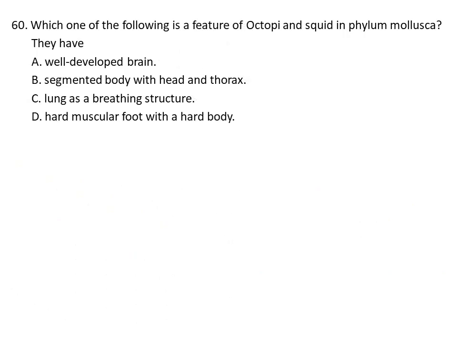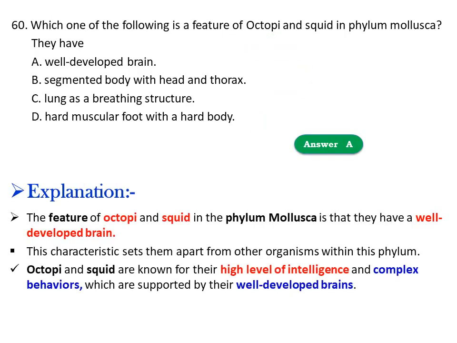Question number 60. Which one of the following is a feature of octopi and squid in phylum Mollusca? They have a well-developed brain, so that should be A. The feature of octopi and squid in phylum Mollusca is that they have a well-developed brain. These characteristics set them apart from other organisms within this phylum. Octopi and squids are known for a high level of intelligence and complex behaviors, which are supported by a well-developed brain.